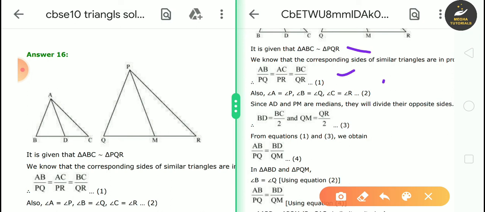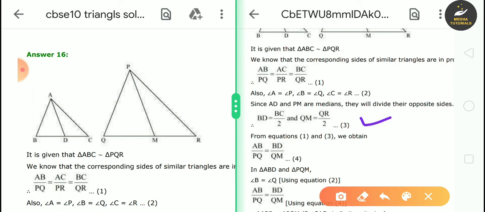Also we can equate the angles because triangles are similar. So angle A is equal to angle P, angle B is equal to angle Q, and angle C is equal to angle R. This is equation 2. Now let's go ahead. Since AD and PM are medians, they will divide their opposite sides in equal parts. It means BD equal to CD and QM equal to MR. Okay, so let's consider BD is equal to BC upon 2 and QM is equal to QR upon 2. That is equation 3.